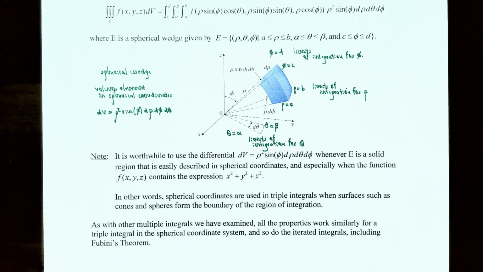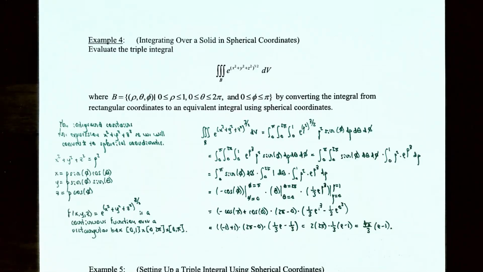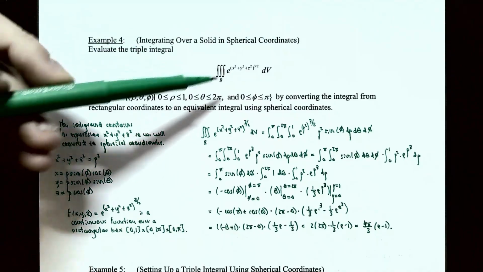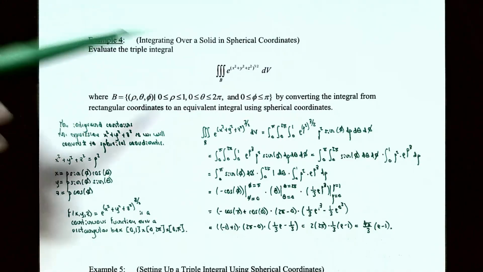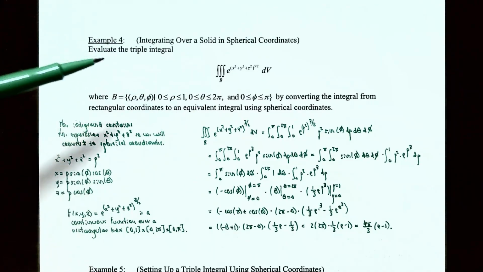And as with multiple integrals that we've already talked about, all the properties that we've had for double integrals and triple integrals are also true for spherical coordinates. So let's try out example 4, integrating over a solid in spherical coordinates. Evaluate the triple integral over B of the integrand e to the power of x squared plus y squared plus z squared in parentheses, all to the 3/2 power.